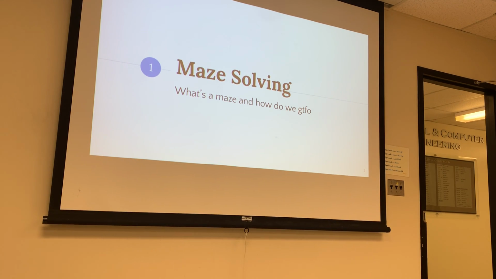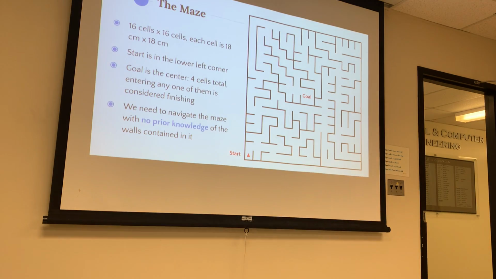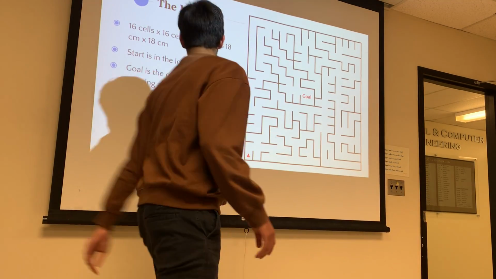So first off, the maze solving that we have been currently doing. What's the maze and how do we get around? The maze will be 16 by 16 cells, and each cell is 18 by 18 centimeters. So it's standard, it won't change. This is what it will be on competition day. You start in the lower left corner, and the goal is a 2 by 2 goal in the center, so it's 4 squares. Historically, and it will continue to be, there is only one way to enter this goal. There'll be only one entrance, something like this.